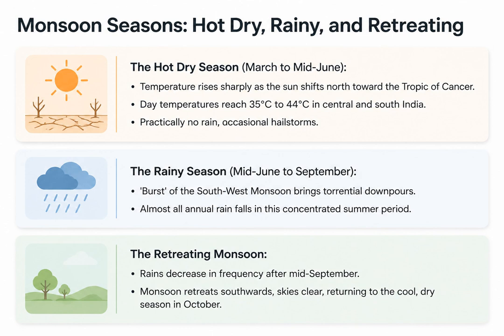The sudden influx of moist ocean air brings torrential downpours, and almost all the year's rain falls in this short window. Finally, by mid-September, the monsoon begins to lose its strength. The rain bands retreat southwards, the skies clear up, and by October, the cycle resets into the cool, dry season.